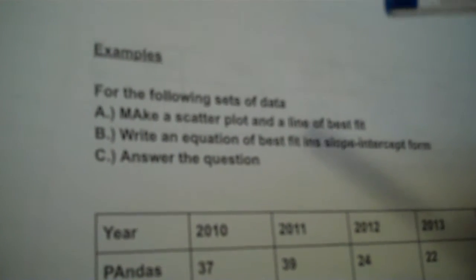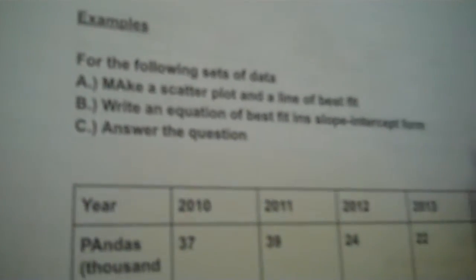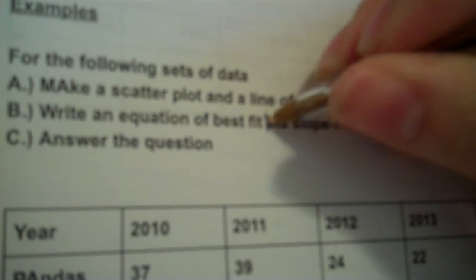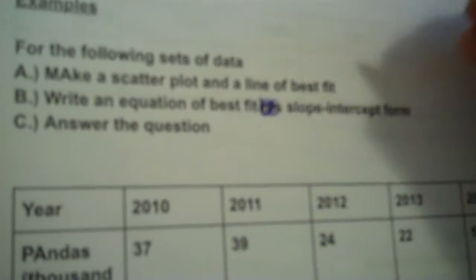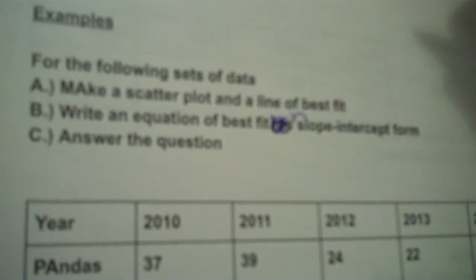Okay, for the following sets of data, now if you have a packet, it's lined up slightly different. You have the A, B, and C more spaced out. For the question, following sets of data, make what's called a scatter plot and a line of best fit. Write an equation for best fit lines, write an equation of best fit in slope-intercept form, and then you're going to answer a little question down here, and that question's down here.